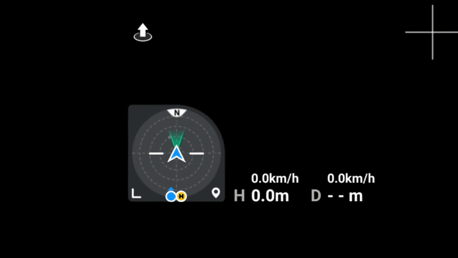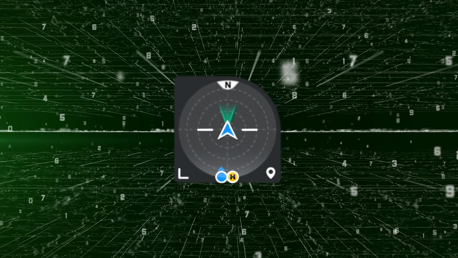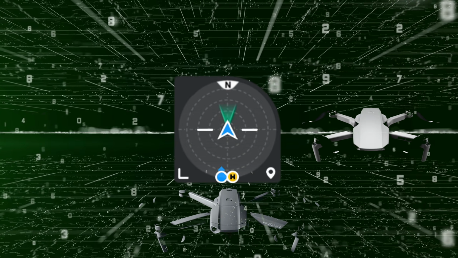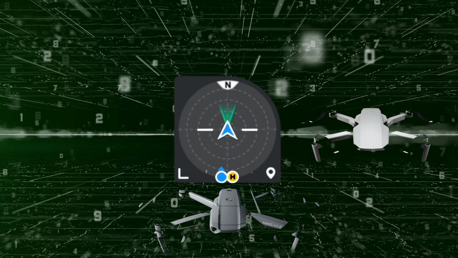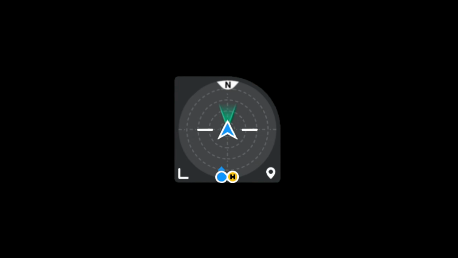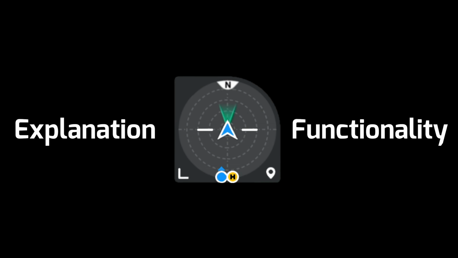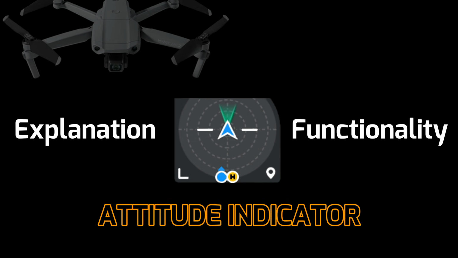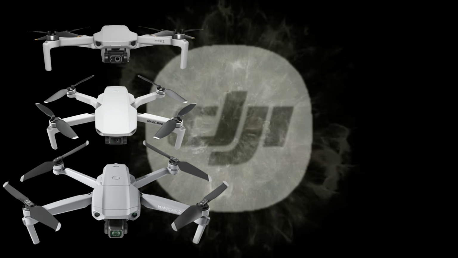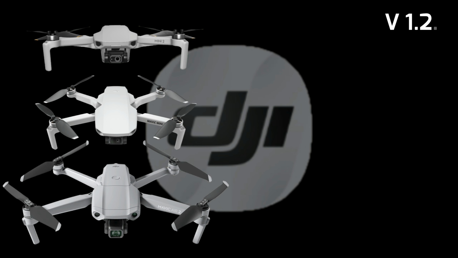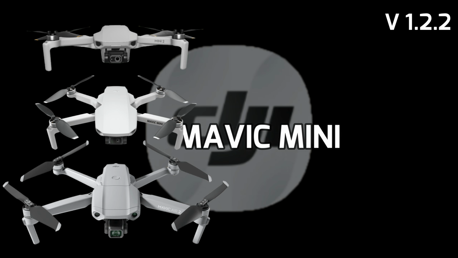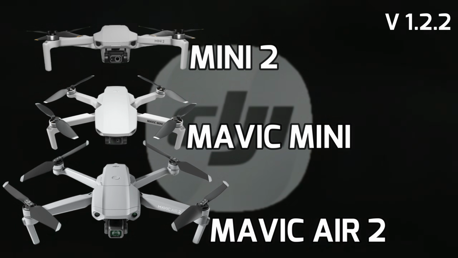The attitude indicator has unlocked the full information embedded inside the aircraft, which I personally think is a very good change. This video will be a basic yet detailed explanation of its complete functionality and some personal tips on how to easily utilize this attitude indicator for drones that are using the DJI Fly App version 1.2.2, like the current Mavic Mini, Mini 2 and Mavic Air 2.